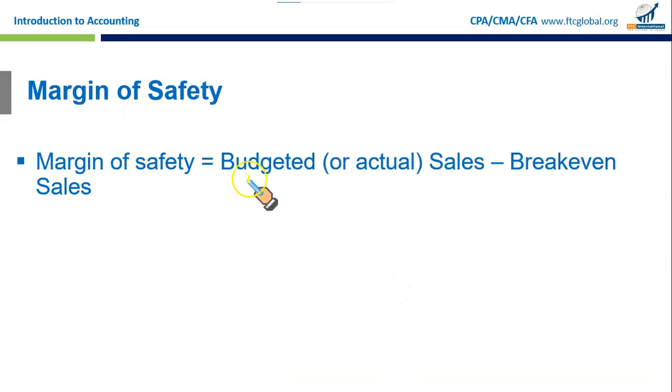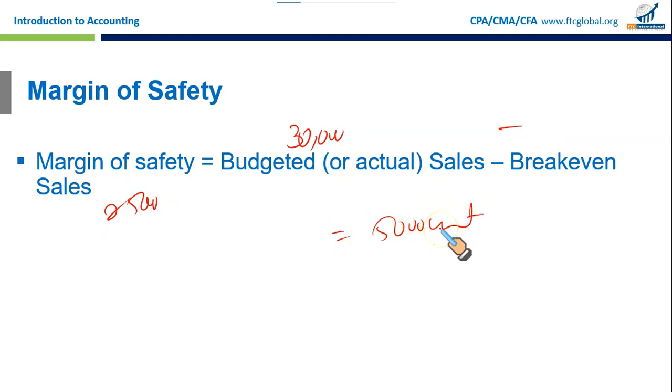So margin of safety is budgeted or actual sales, in our example 30,000 units, minus break-even sales, that is 25,000 units. So it can be expressed in units. And if you want the margin of safety to be expressed in dollars, then simply multiply the margin of safety with the unit selling price. In our example, it was 0.6. So in this case, the margin of safety would be 3,000.